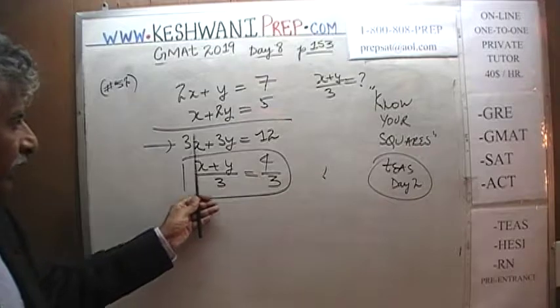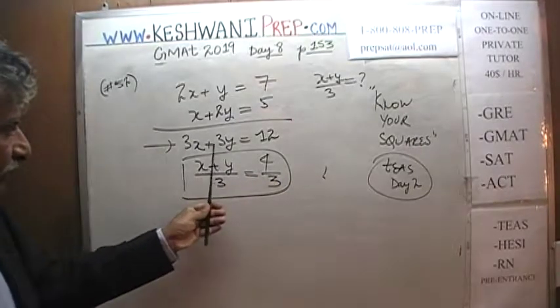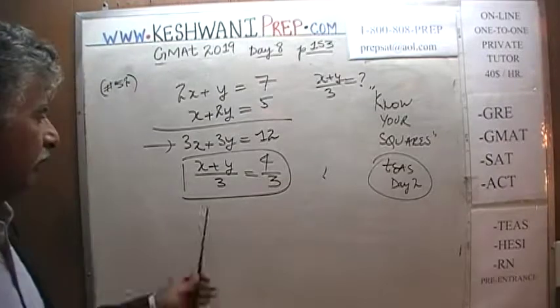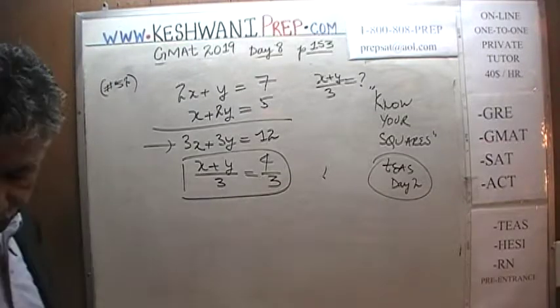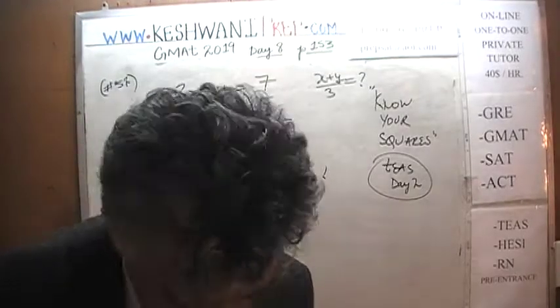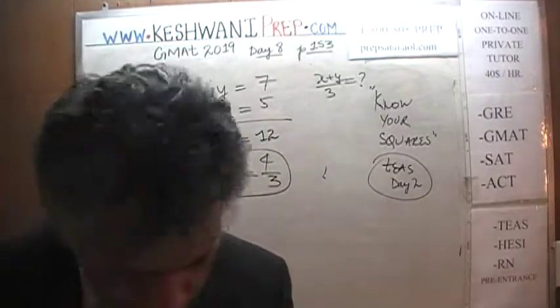First time we divide the entire equation by 3 to remove this 3 and that 3, so that we have x and y. And then we divide the entire equation again by 3 one more time to get x plus y over 3. And that gives us 4/3. And that's answer choice B.